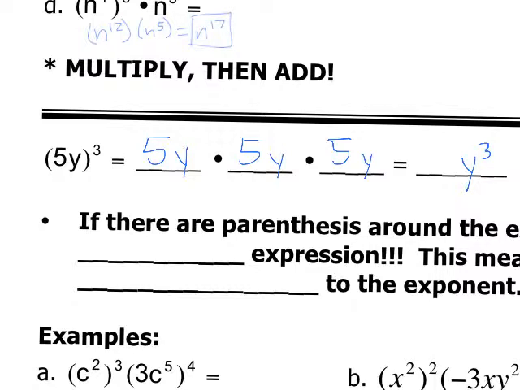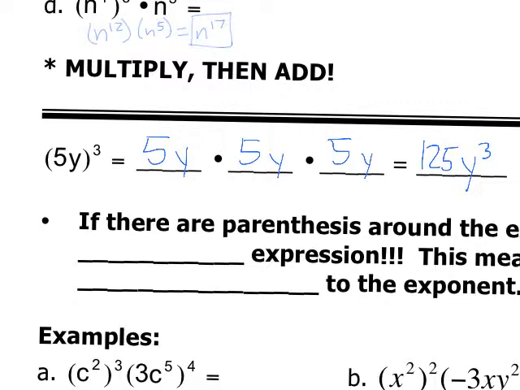What do you see here? 5 times 5 times 5, which is the same as 5 to the third power, right? 5 to the third power does not mean 5 times 3. 5 to the third power means 5 times 5 times 5. So 5 times 5 is 25, times 5 would be 125. So my answer there is 125y to the third.